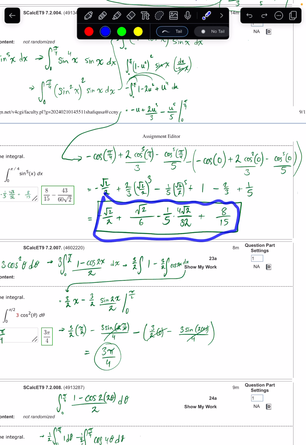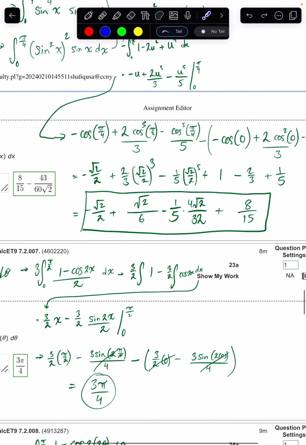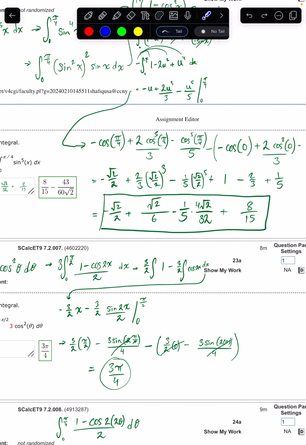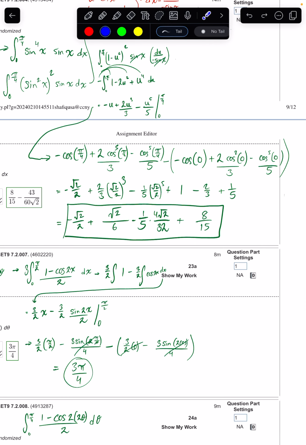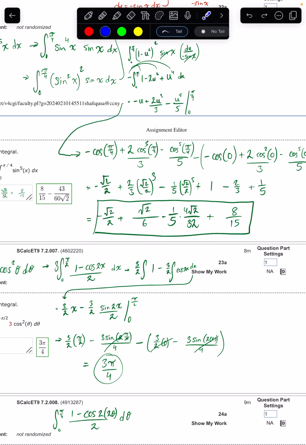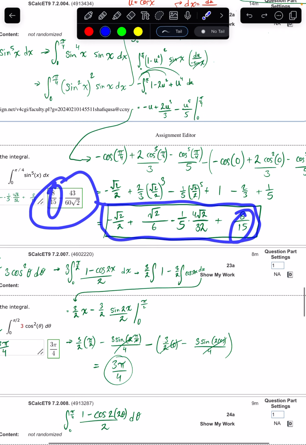I didn't even bother. I can't even speak, I'm so frustrated. Things took so long. I didn't even bother to simplify. This is the answer, I just put this. I'm pretty sure I should simplify to this because I got the 8/15 right over here.